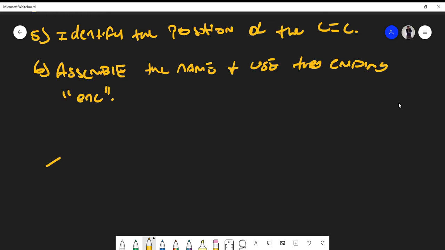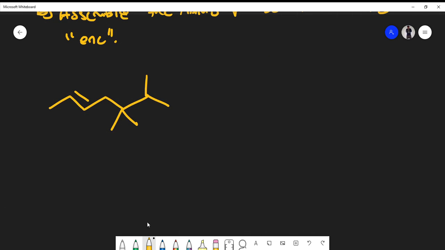So let's look at an example. How do we name this molecule? Well, I'm going to label carbons 1, 2, 3, 4, 5, 6, 7. That's my longest continuous carbon chain. My longest continuous carbon chain in this case would be heptane, but because we're dealing with an alkene, we say it's actually heptene.